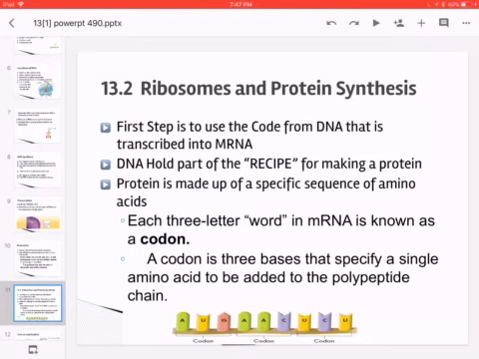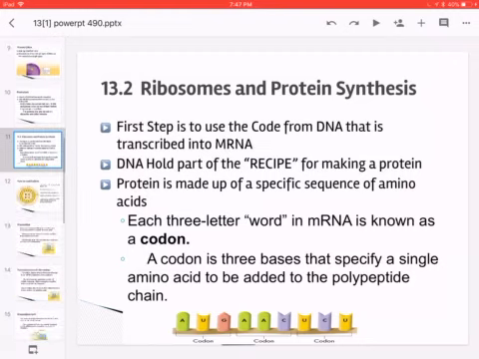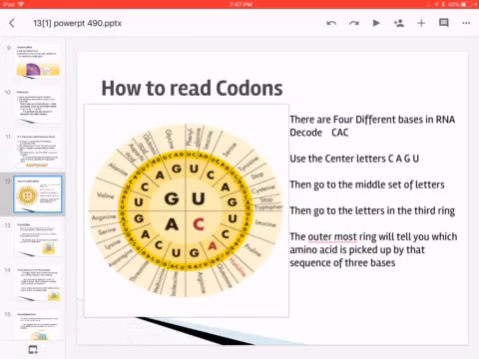So we take our long strand of RNA that was made from our DNA and we break it into groups of 3 bases, which are called codons, and those codons will code for one single amino acid, and then we connect those amino acids. So how do we tell which amino acids are picked up from those codons? We're going to use what's called a codon chart. You can see on this slide we have a codon chart.